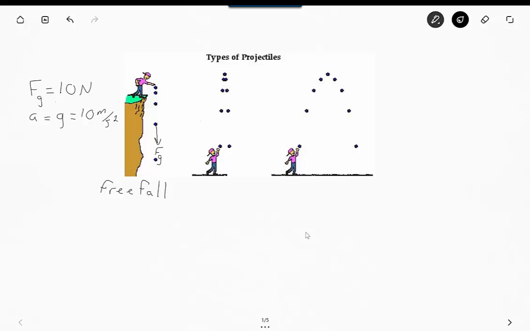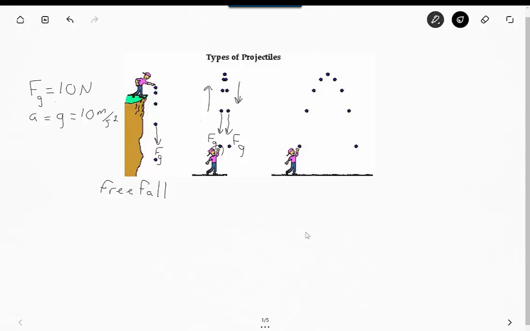All right, in the second picture here, we still have the same ball, the same kid, but now instead of dropping it off a rock, he's standing on the ground and he's throwing it straight up and it's coming straight down again. This is also a projectile because, again, we could pick any one of these dots and we could say that the only force acting on it is the force of gravity, whether it's going up or down. So it's going up in this direction, it's coming down over here, but there's no other forces acting on it other than the force of gravity.